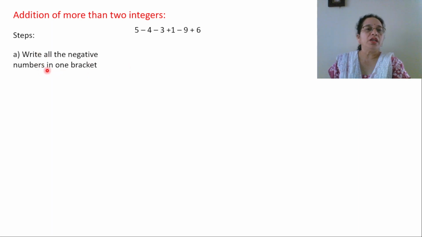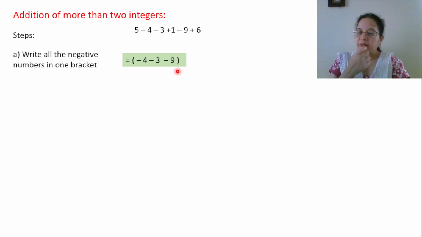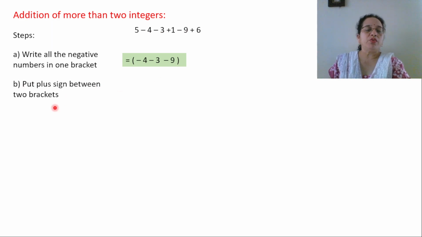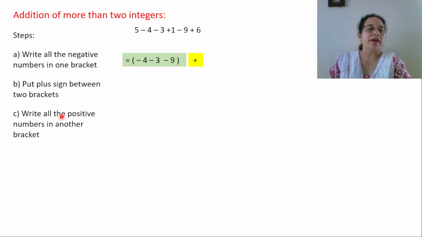So write all the negative numbers in one bracket. Which are the negative numbers? -4, -3, -9. We will write them down in one bracket. And then the next step, put plus sign between two brackets. So we are going to make another bracket also. We put this plus sign and then write all the positive numbers in another bracket. Which are the positive numbers? 5, then 1 and then 6. We will write these numbers in one bracket. So what we have learned: write all the negative numbers in one bracket, put plus sign and then write down all the positive numbers in one bracket.